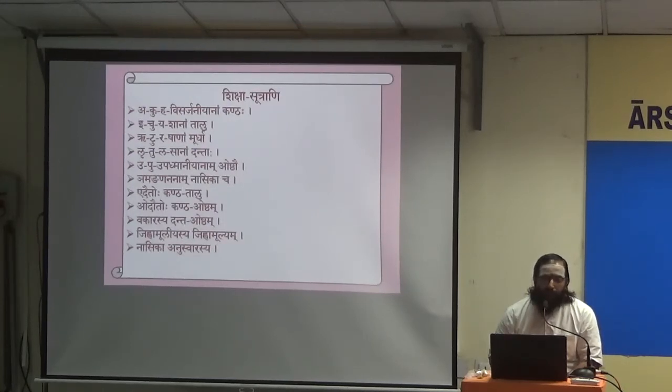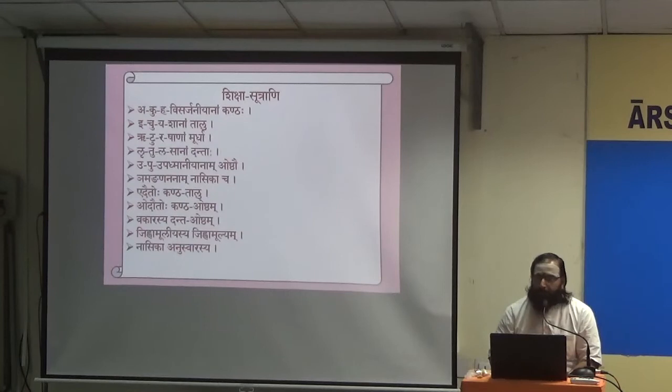So, e, chu, ya, sha, these four have talu as their uccharana sthana. R, tu, ra, sha: murda, murda is cerebral. L, tu, la, sa: dental, dantyaha, teeth. U, pu, upadmani. What is upadmaniya? Ardha visarga. Visarga becomes ardha visarga when it is followed by pakara or phakara. That ardha visarga is called upadmaniya and it is pronounced like what? Punaf, punaha. That fa sound. That is the only fa in Samskrtam. There is no other fa.